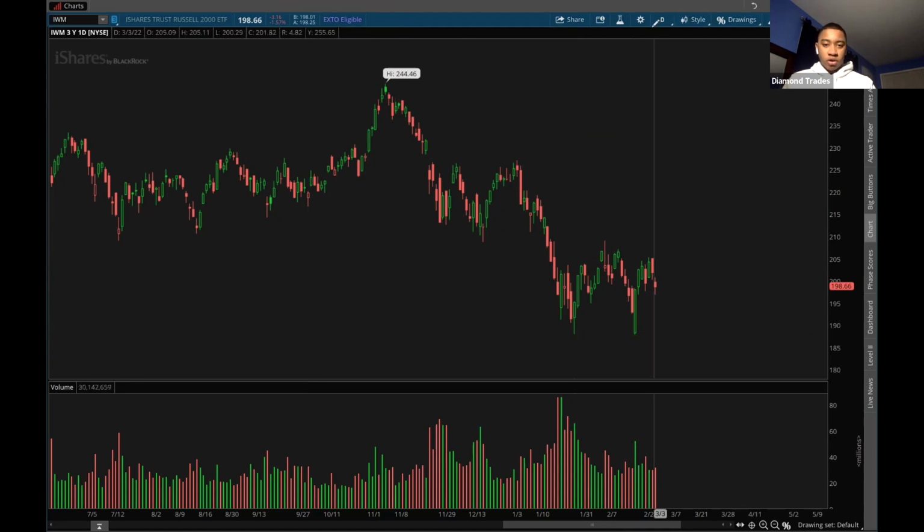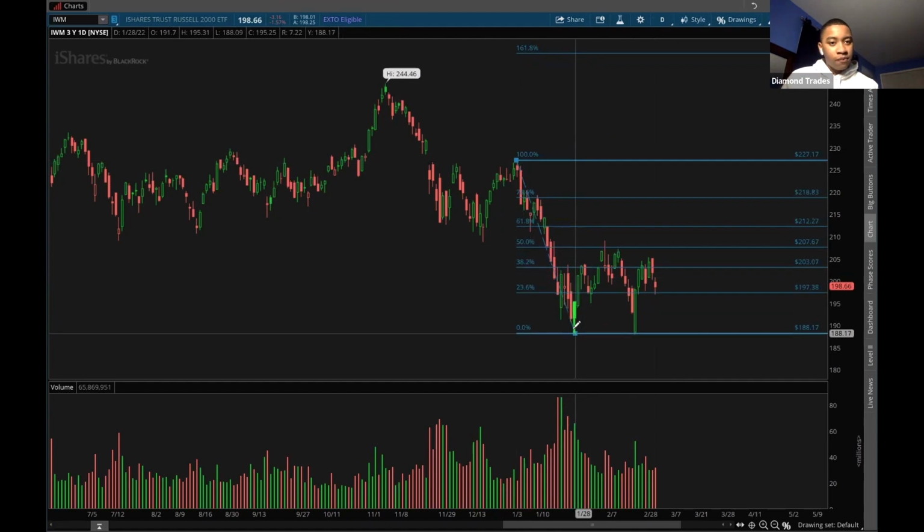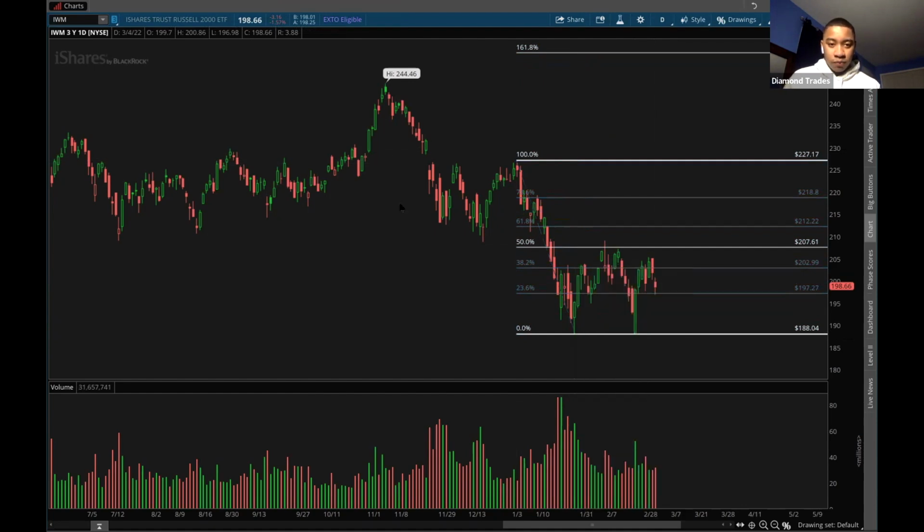For now, just to show you guys what it would have looked like had you not redrawn it on this day. So we've got our high here is 227.13. Our low here is 188.09. Go in, make them as accurate as possible.